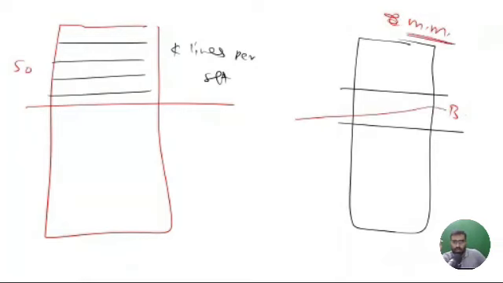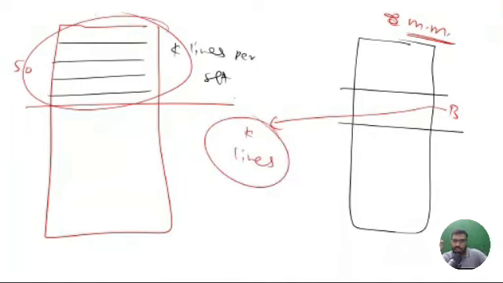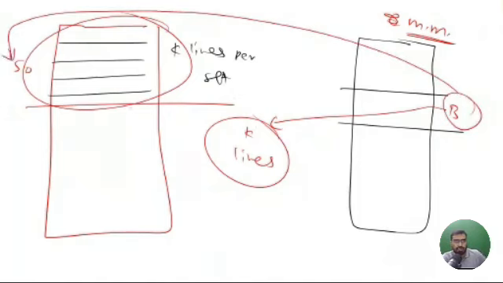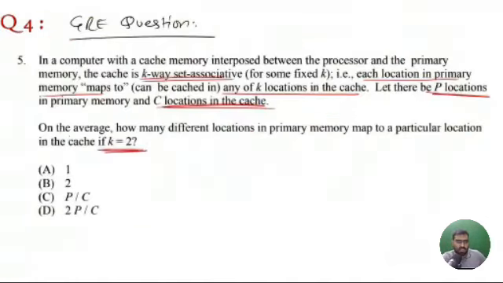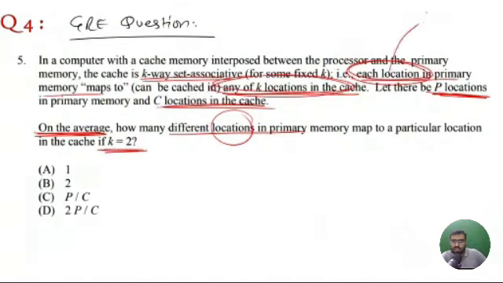Because this block will go to only one set. For example, let's assume this block is going to this set. Then it can go to any of these K lines. Now the question is asking, on average, how many different locations of primary memory map to a particular location in the cache. Here location means block.